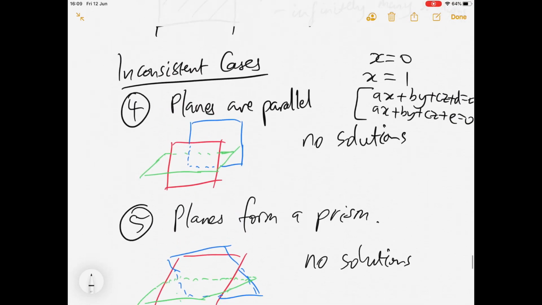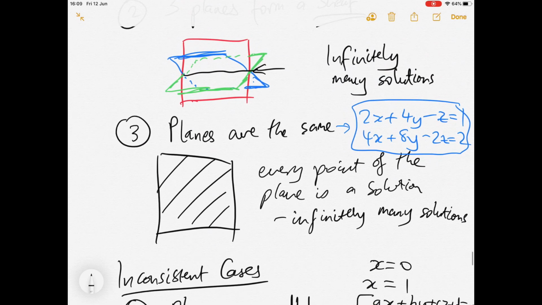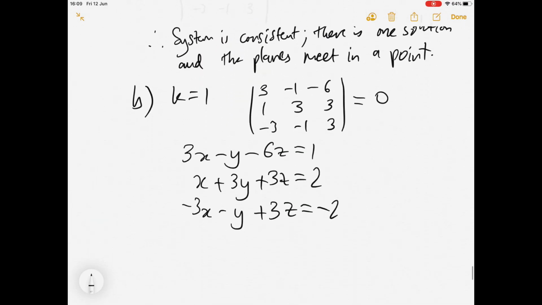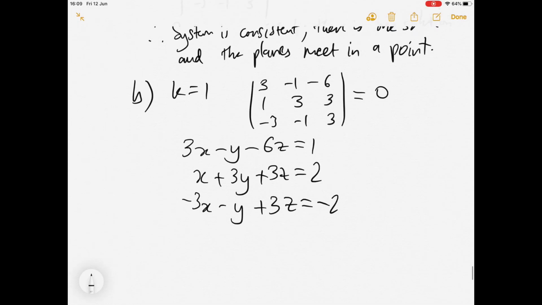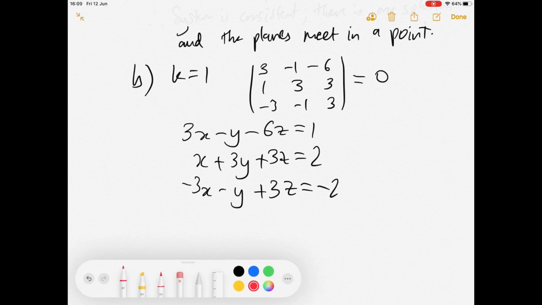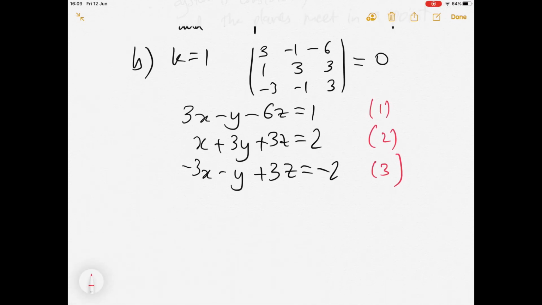So are there any solutions or not? Do they form a prism or do they form a sheaf? Let's see. Well, one way, if you find a solution, you're done. You can say it's a sheaf. But how could we go about looking for solutions? Well, we could try and eliminate a variable. So if I call these equations 1, 2, and 3, let's try and eliminate z.